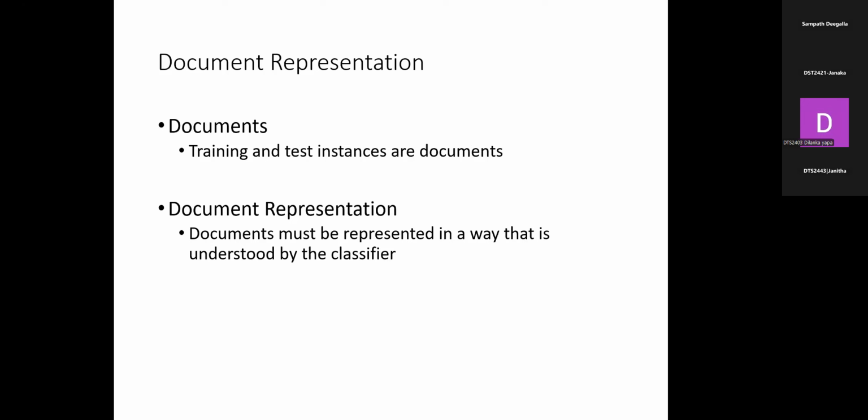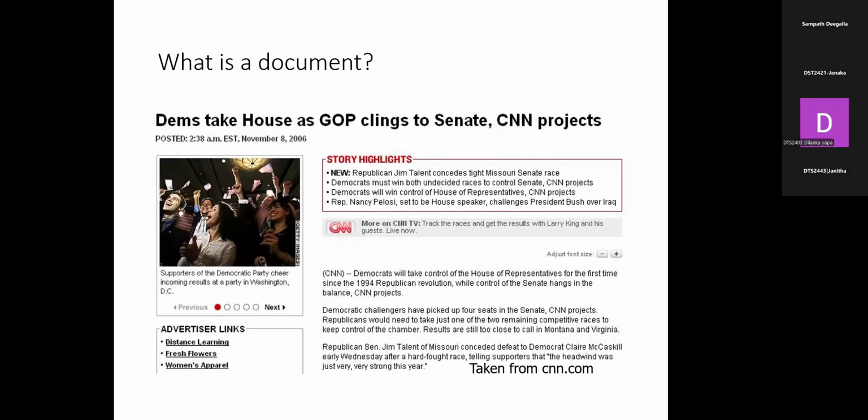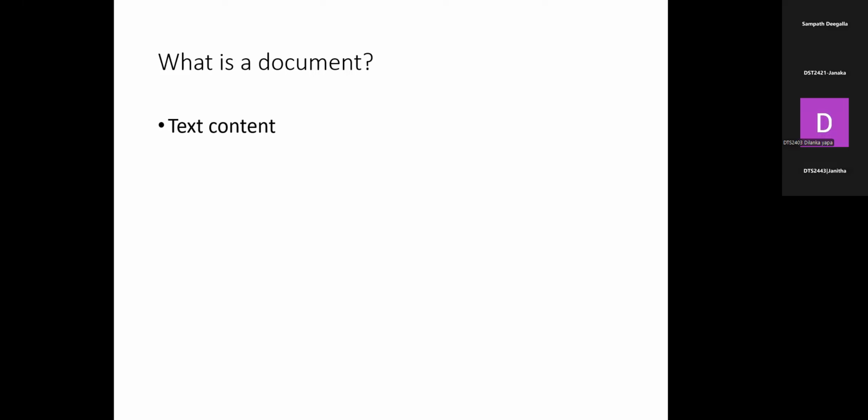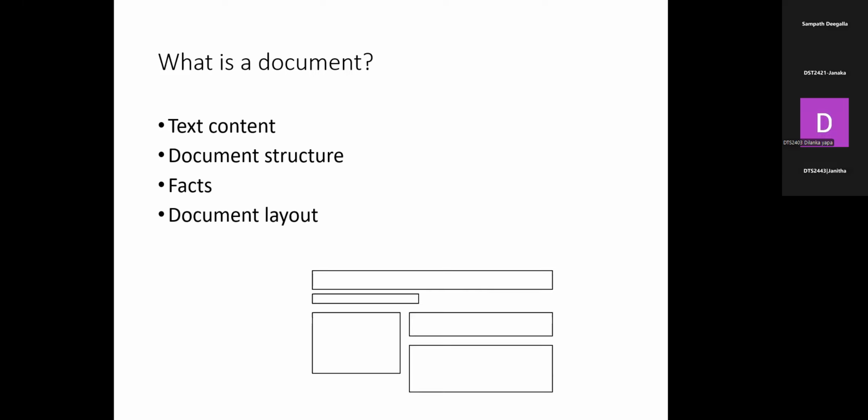What I want to highlight is how do you represent them? That means the document representation. And one thing is, if you look at just a simple web page like this, there are many things there. It's not just text. What are the things you will see? So you have text content, you have document structure, you have facts, and you have a layout. So hopefully, if you have seen the previous one, you have seen there's a title, you have a timestamp, you have a main image, you have highlights. That is, everything is there. It's not just this. But of course, many of the time we focus on the text.